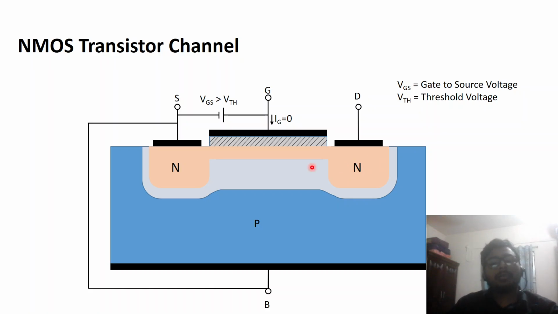Here I have to mention another thing. This channel is n-type, and there is another MOSFET where the channel is p-type. That MOSFET is known as p-type MOSFET. But in this lecture we will learn about the n-type MOSFET, and this is known as n-type MOSFET because the channel between the source and drain is n-type.